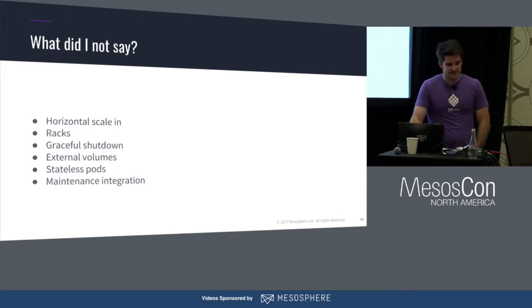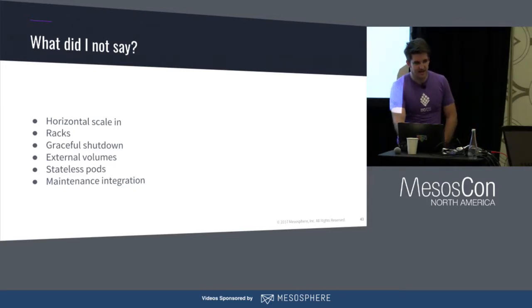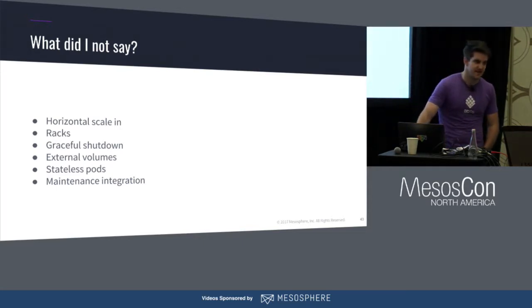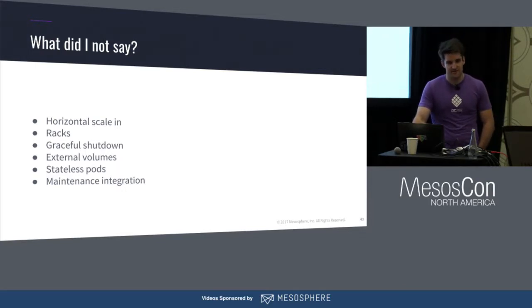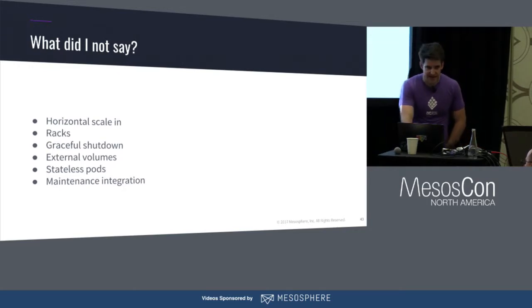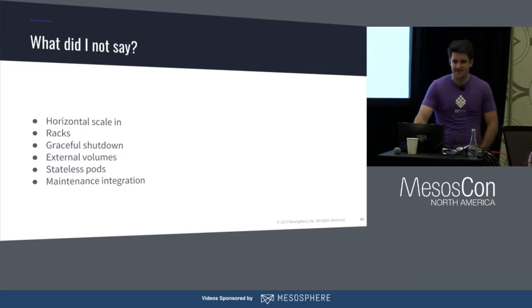External volumes, like Rexray, CSI. We're going to skip the Rexrays of the world and go right to CSI. When the Container Storage Interface is done, and when Portworx and others implement it, we will consume it to allow you to provision volumes on the fly for persistence and things like that. Stateless pods: the idea of having a pod that is a bit more ephemeral. That's coupled in some ways to scale in, but it's useful for things like analytics.